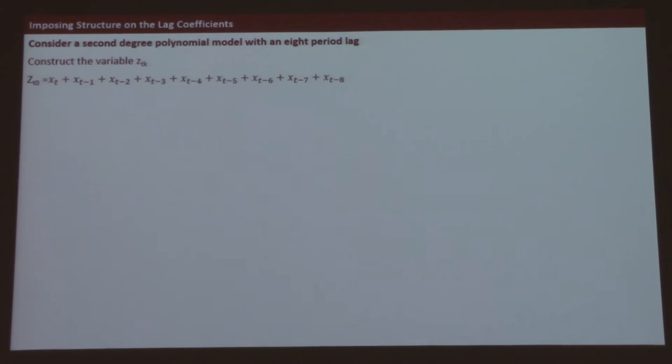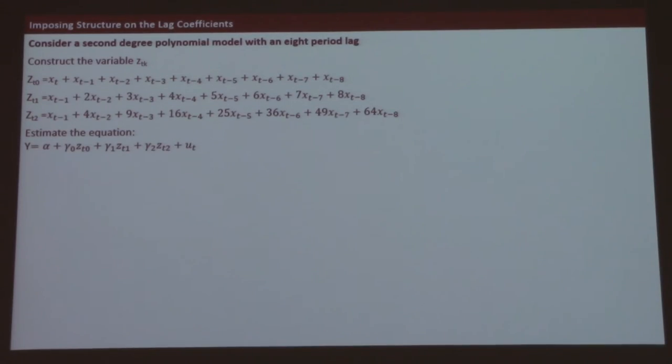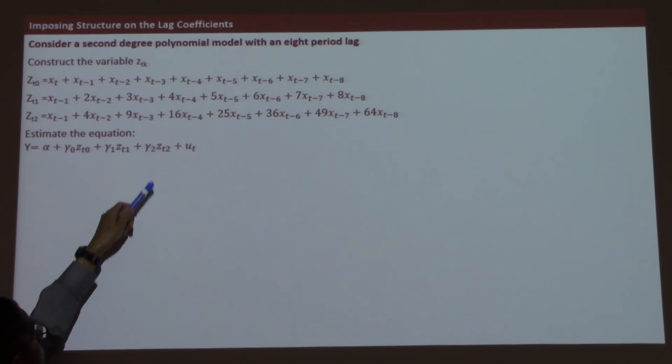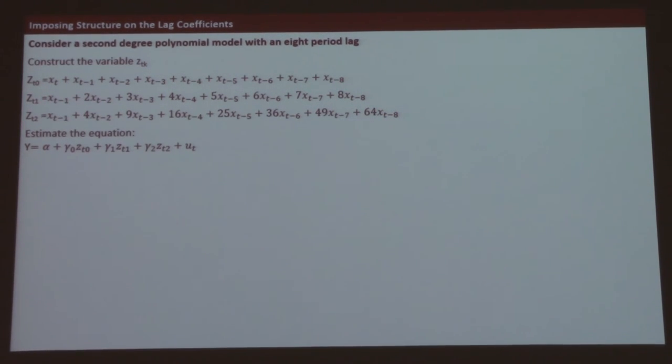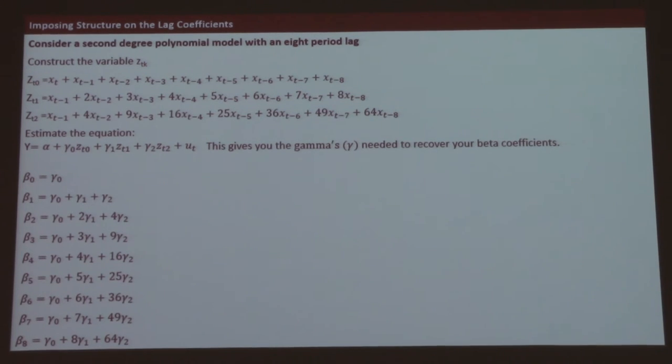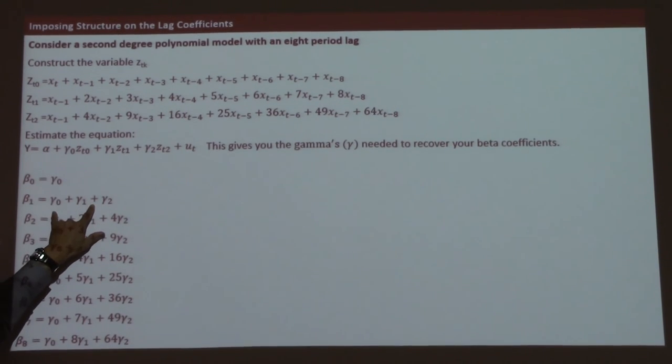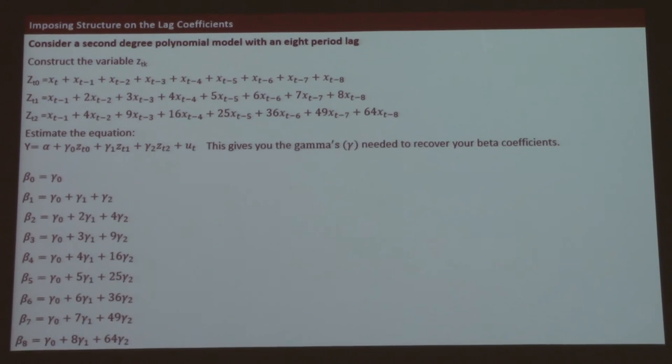Look at this, it's going to be your ZT0, ZT1, and that's it. But again, you can see the 1, 2, and then 2 squared, and then 3, 3 squared, 4, 4 squared. So you see this kind of pattern. And these are the ones we actually construct. And we estimate. And this gives us the gammas. And the gammas are what we started in that first slide, with the betas. So we want to recover those betas, which were here. Pull this, add these, multiply them times 2 and 4, 3 and 9, and so on and so on.